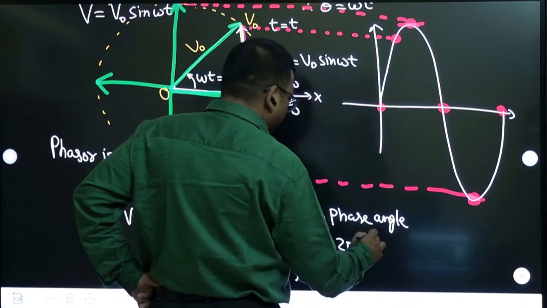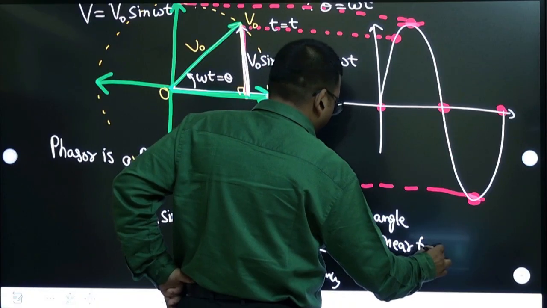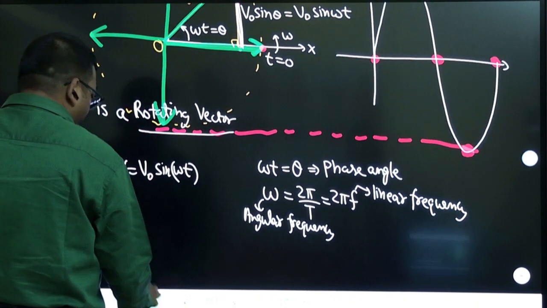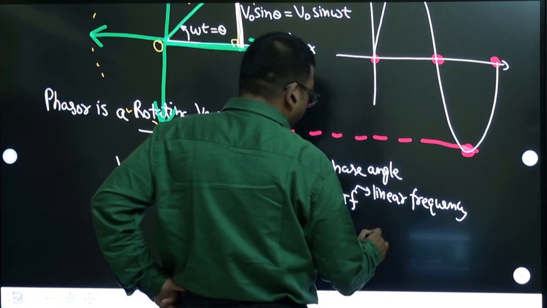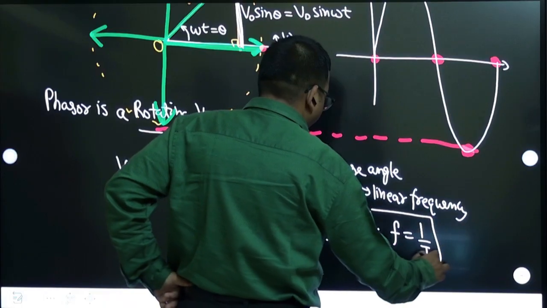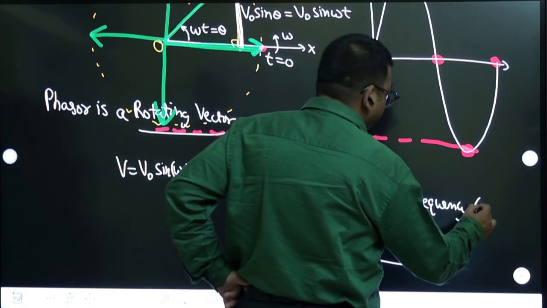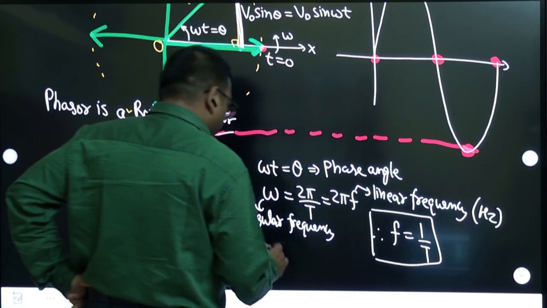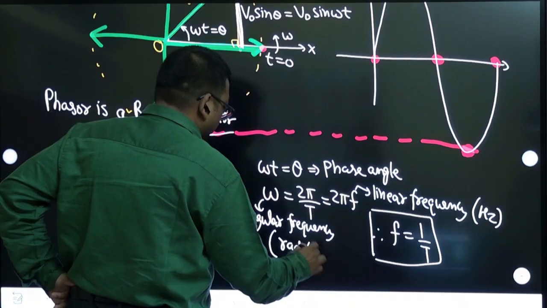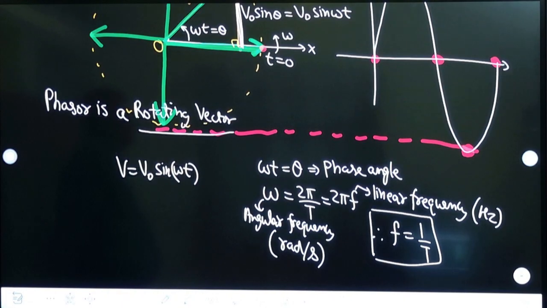F is called linear frequency. And this linear frequency F is equal to 1 by time period. The unit of frequency is hertz, right? And the unit of angular frequency is radian per second. This is the SI unit.